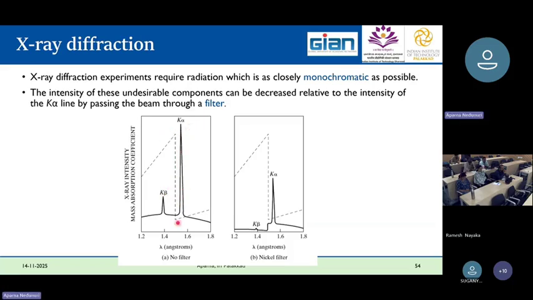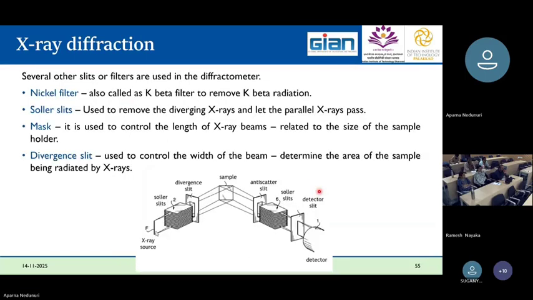We provide one filter called a nickel filter, which has some absorption coefficient, and that nickel filter will filter out the K beta peak. But while filtering out the K beta peak, it will also reduce the intensity of the K alpha peak. So that is the trade-off that we have to make. We can get rid of the K beta peak to have a monochromatic wavelength, but we'll also have a reduced intensity of the K alpha peak. There are several filters that we use in the diffractogram.